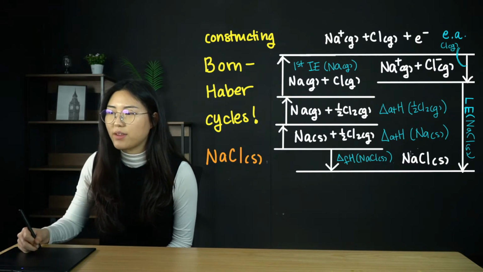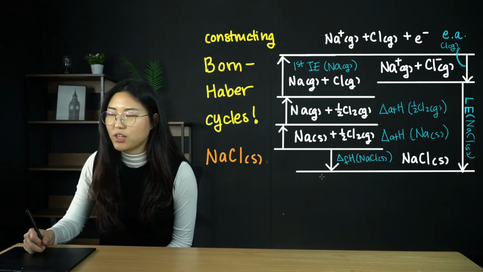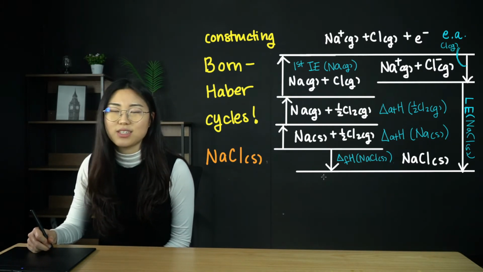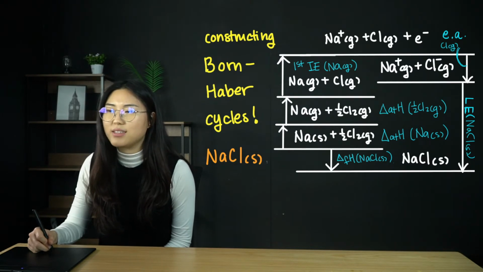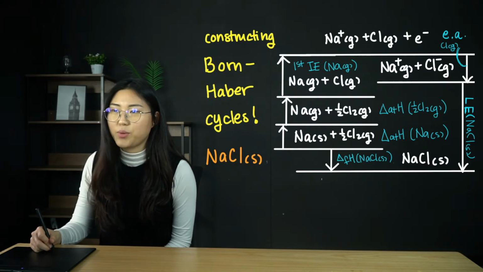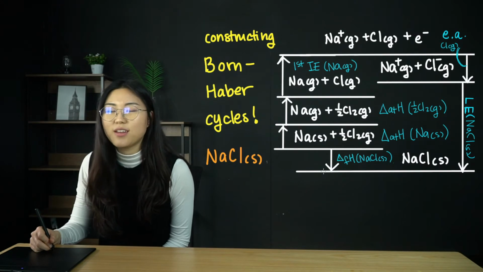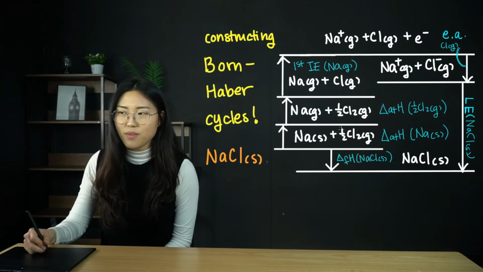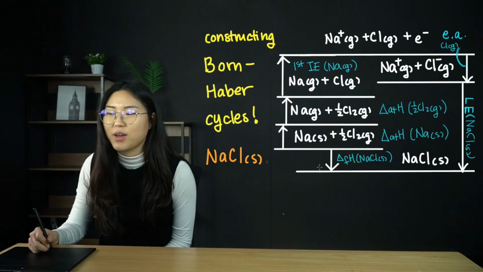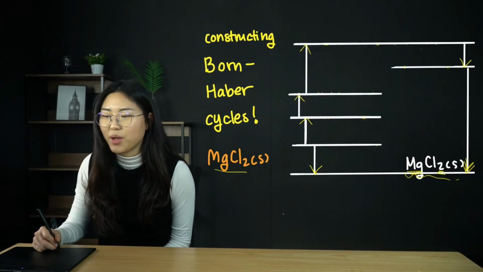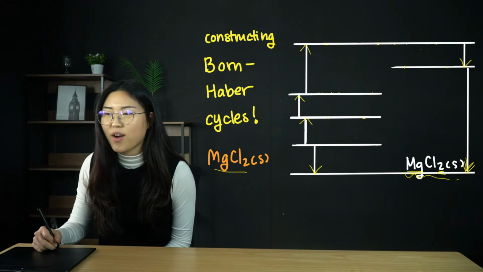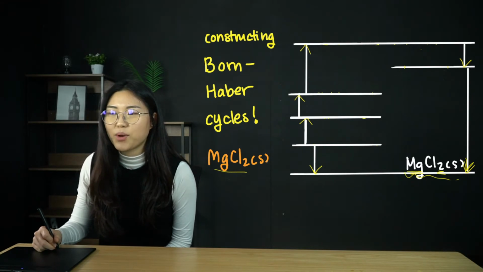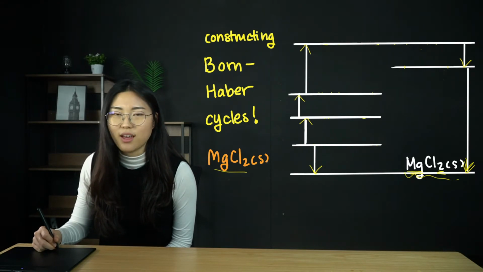Now, I have labeled all the enthalpy changes over here, so if you want to note it down, you can pause and note this down. You kind of have to know how to construct the Born-Haber cycles and to know which one is missing, basically. But we'll look at an example question. So we're going to try and construct the Born-Haber cycle of MgCl2.